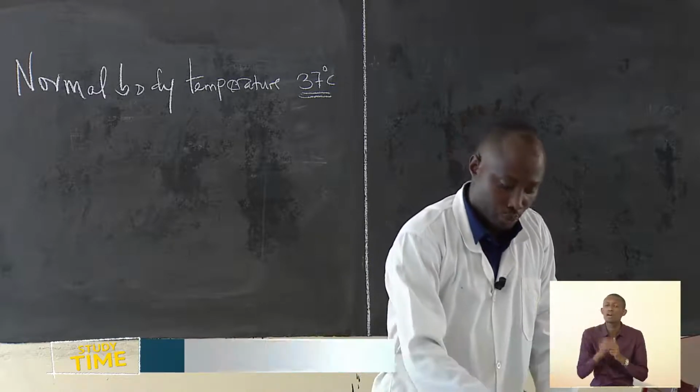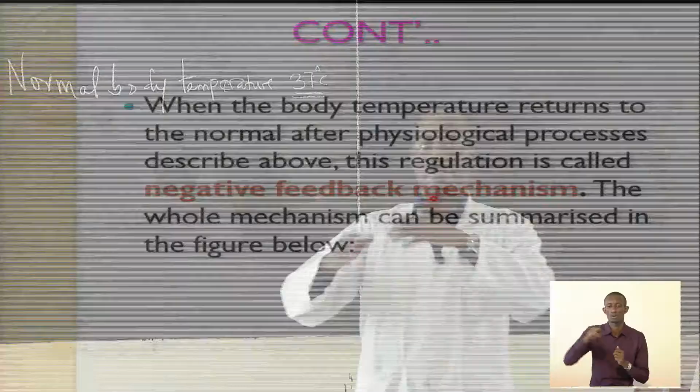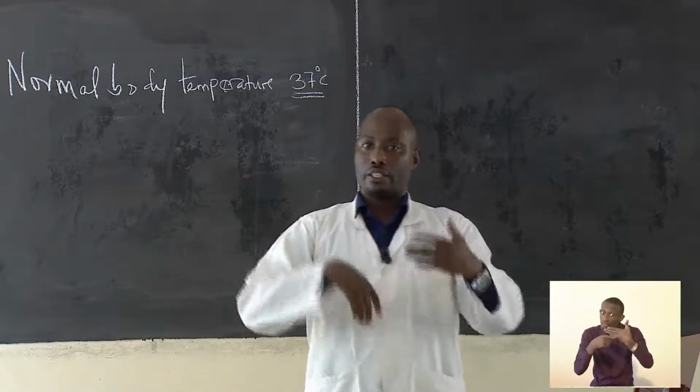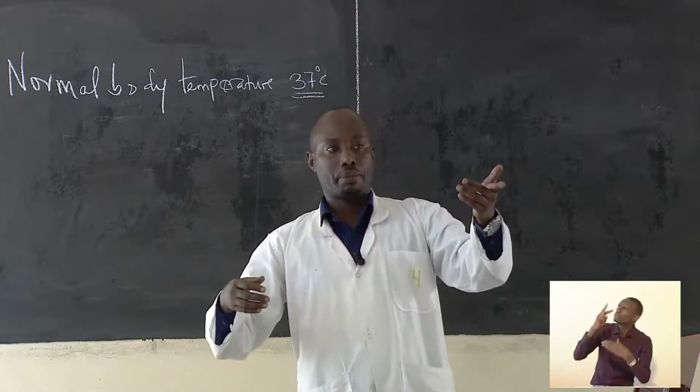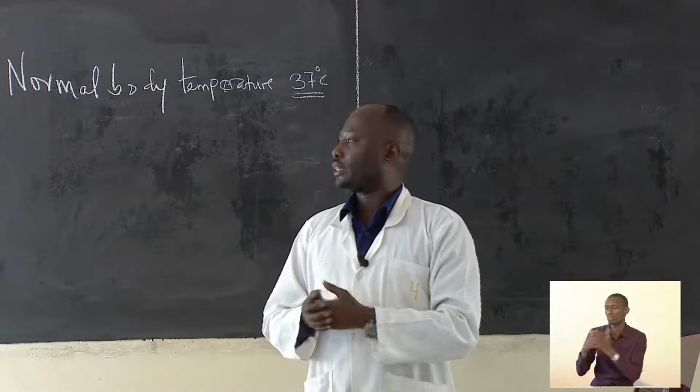So let's go to when the body temperature returns to normal after physiological processes. The regulation described above is described as negative feedback. Negative feedback is suppressing or decreasing the effect that was causing either a decrease or an increase in temperature. That is referred to as negative feedback.